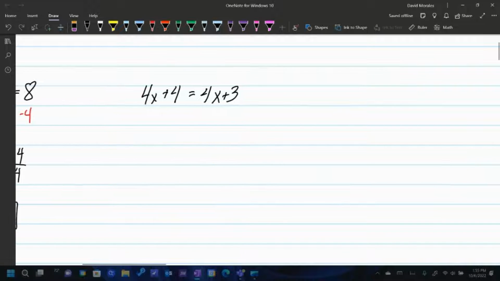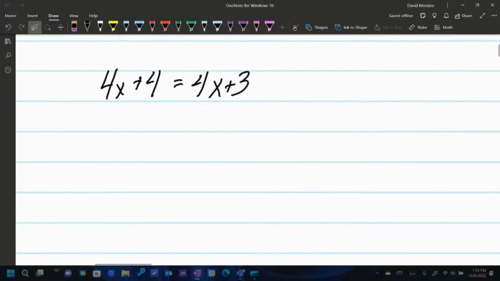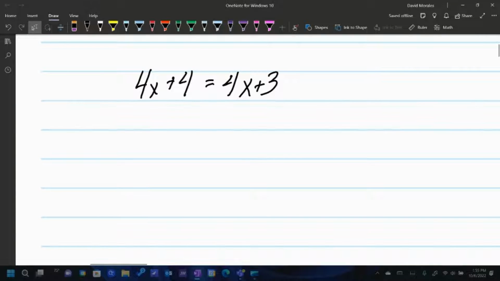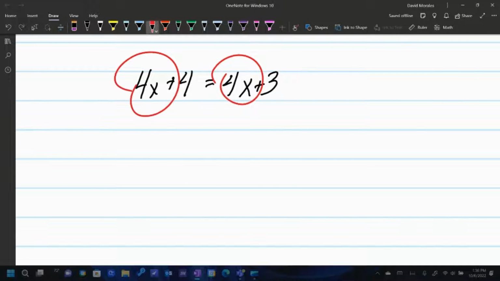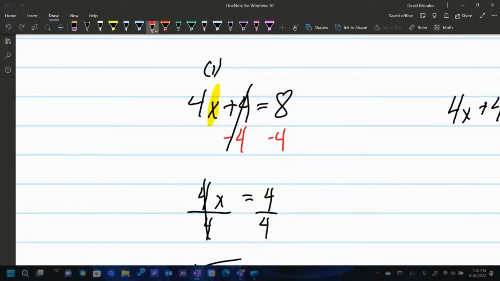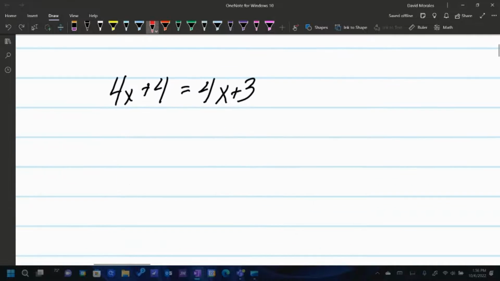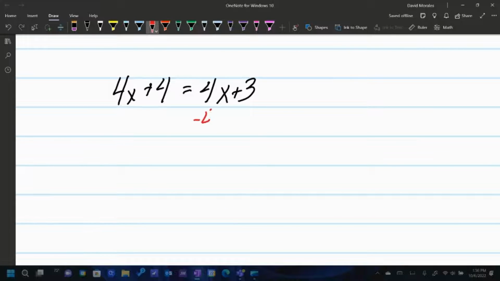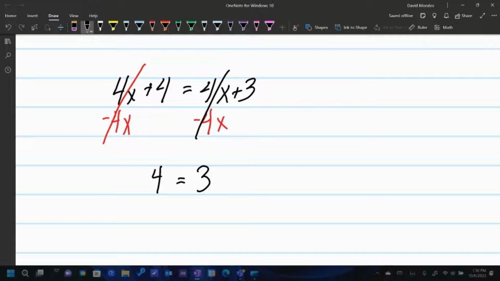But what about no solutions? Well, it's similar to infinite solutions, except there's one big difference. If we were to, again, try to get x on one side, we have x on both sides. You subtract 4x on both sides, and you get 4 equals, this cancels out as well, 3.